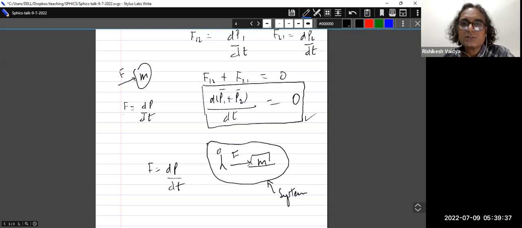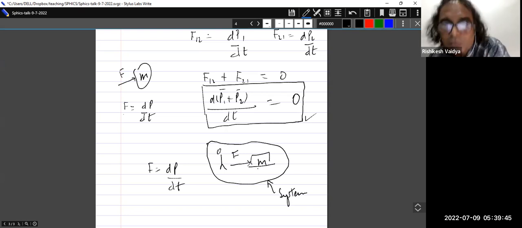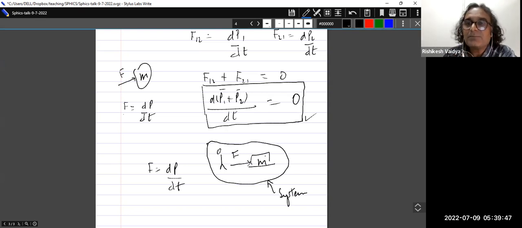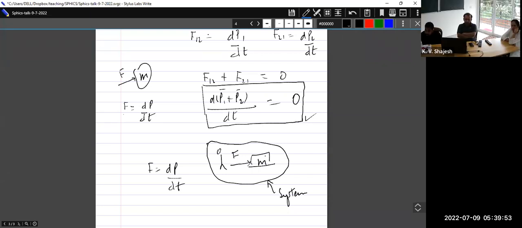And of course, this force will change the momentum of this block, and there is a non-zero momentum. But if you look at this whole system as one system, then it will have a non-zero momentum, right? Right.